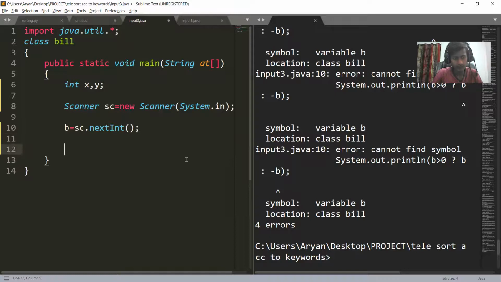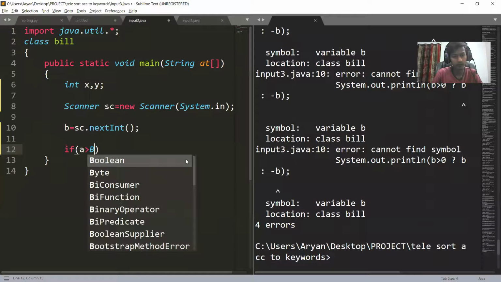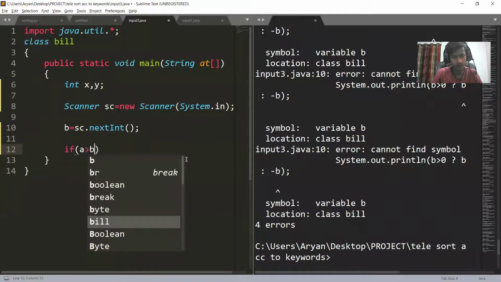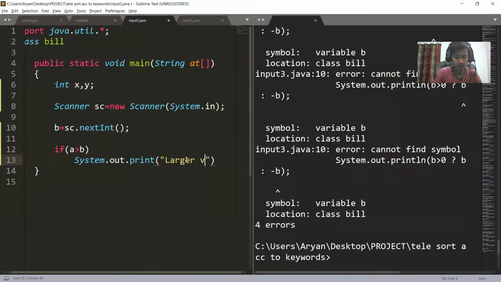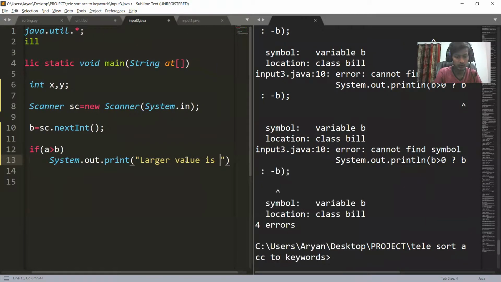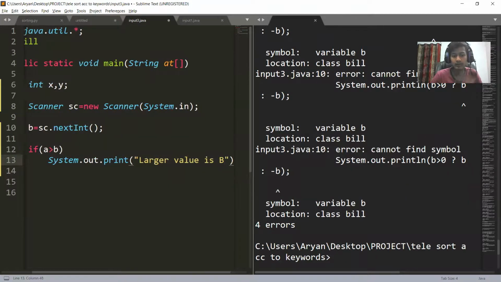Suppose you have to calculate which number is bigger. So I did if a greater than b, then I printed that the larger value is b, right? I did it like this. So this is a logical error, because in this case we check that if the value of a is greater than the value of b, the print statement should have said larger value is a, but I printed larger value is b. Therefore, this program will compile fine.